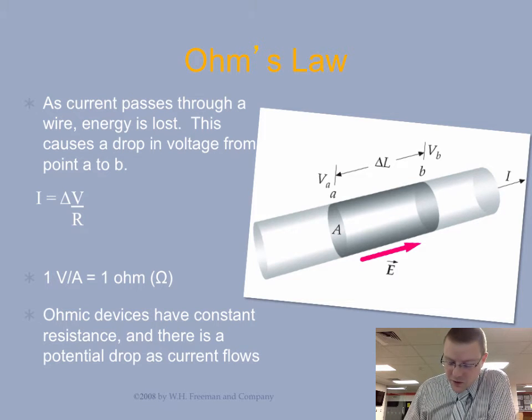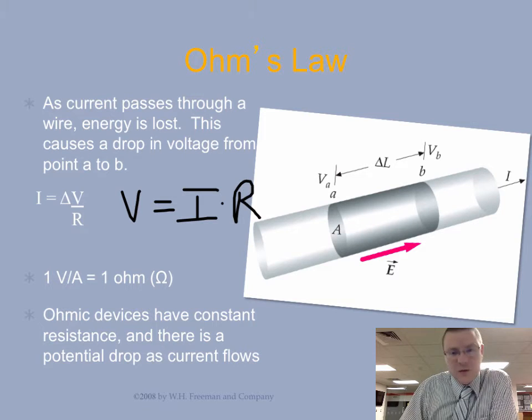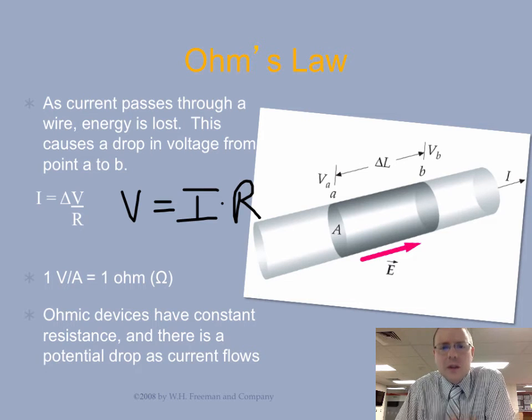If I want to rearrange this formula, we could say that voltage is equal to current multiplied by resistance. And if I want to solve for what resistance is, we know voltage is measured in volts, current is measured in amps, so resistance would be a volt per amp, which is a joule per coulomb per second, which gets really, really crazy. So because Ohm is the one that found this empirical law, we use ohms as our resistance unit. So ohmic devices have constant resistances, and there's a potential drop as the current flows across them.